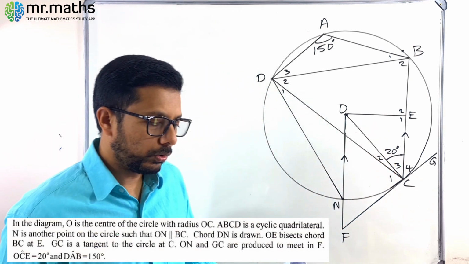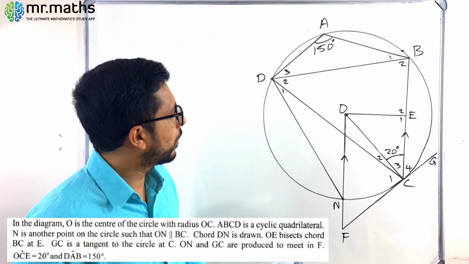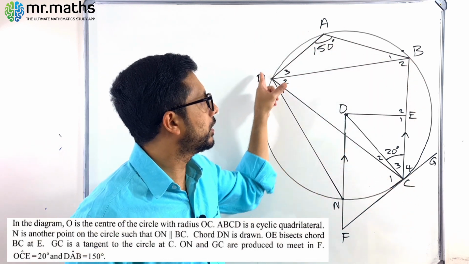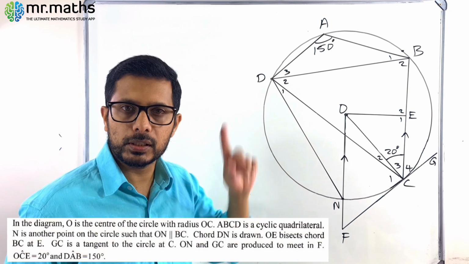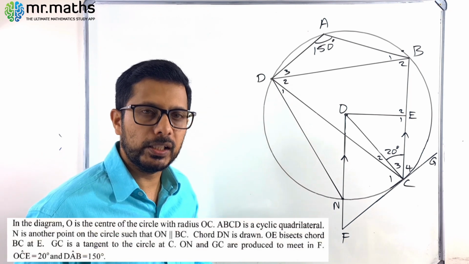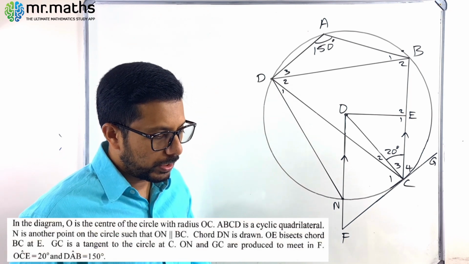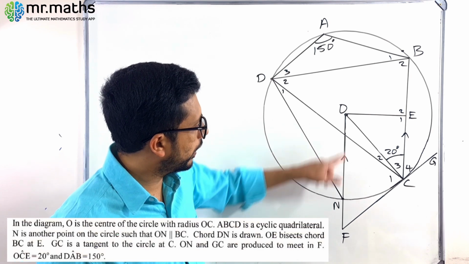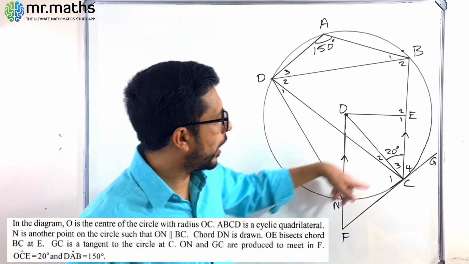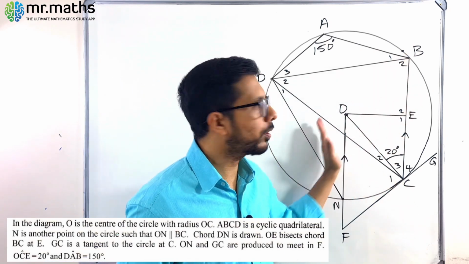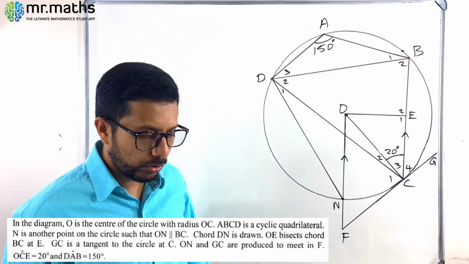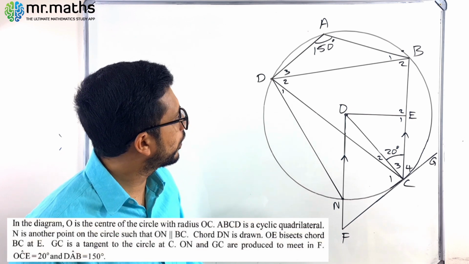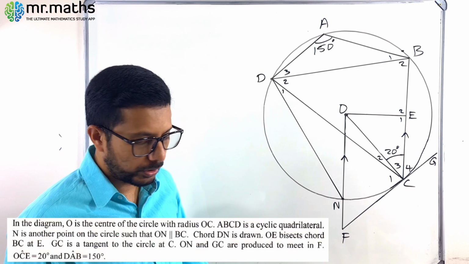Now ABCD is a cyclic quadrilateral. You can see that all those 4 points are on the circumference of the circle. Now N is another point on the circle such that ON is parallel to BC. So it is given that this line ON is parallel to BC. These two lines are parallel. Then chord DN is drawn. OE bisects chord BC at E. That is a very important clue, guys.